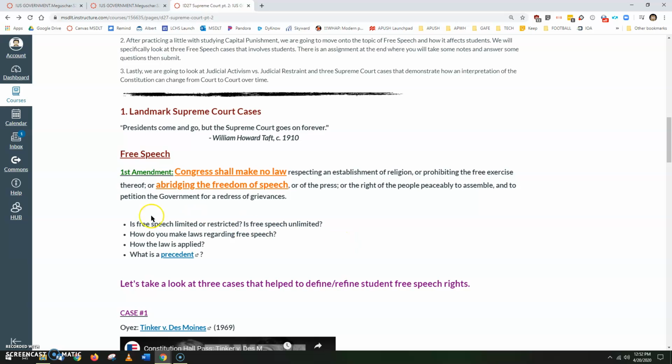Okay? So the 3 things we're going to be looking for are: is speech limited or unlimited? How do you make laws regarding free speech? How would the law actually be applied? And then, what is a precedent? We're going to look through precedent, but I'm going to open this up real quick.